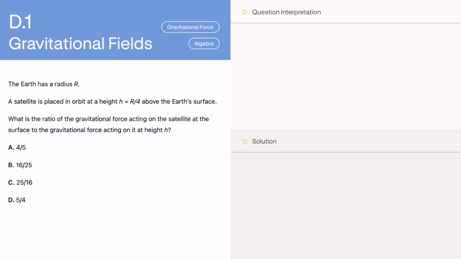This is a classic example where the wording hides a trap. If you don't read carefully, you will lose marks. Let's go through it together. The Earth has a radius r.